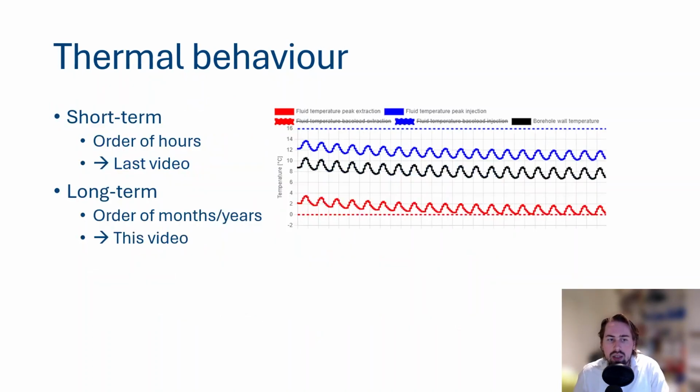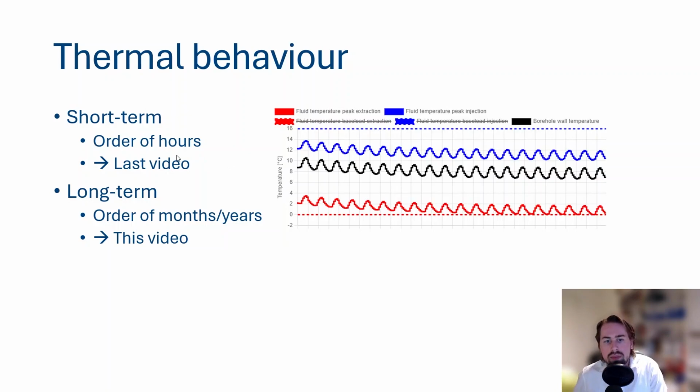And last time we said, well, this thermal behavior can be categorized in the short-term behavior in the order of hours, and as we saw last video, it has to do with the effective borehole thermal resistance, the number of U-tubes, the mass flow rate, the ground thermal conductivity, and also the power. So in every month we're exchanging a certain power with the underground, and this power combined with the effective borehole thermal resistance determined the difference between the fluid temperature and the ground temperature.